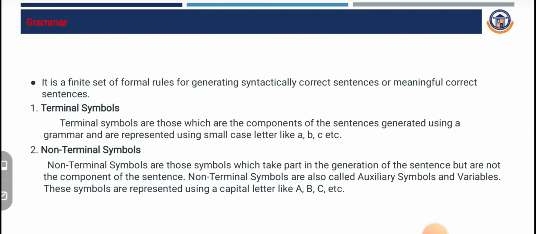Generally, a grammar is a set of rules. Based on those rules, we are going to generate a grammar. It is a finite set of formal rules for generating syntactically correct sentences of correct meaning. Here we are using 4 different components, that is V, T, P, S. V is a variable, T is a terminal, P is a production, and S is the starting symbol of the grammar. Based on those components, we are going to generate a grammar for any type of real world problem.